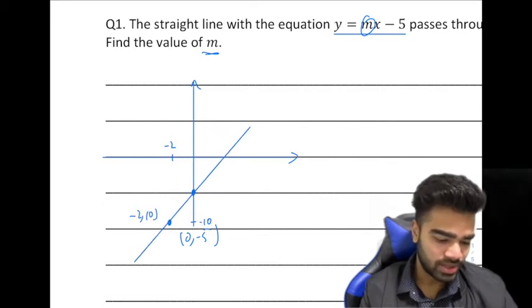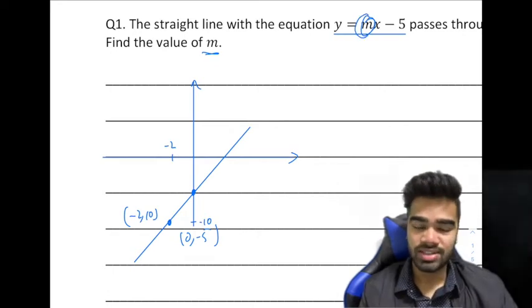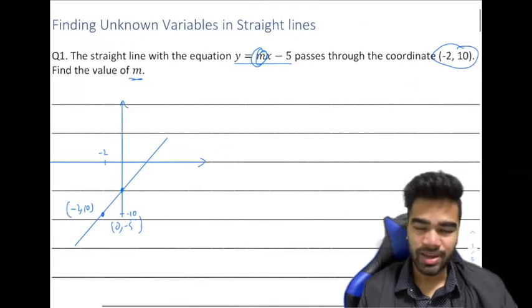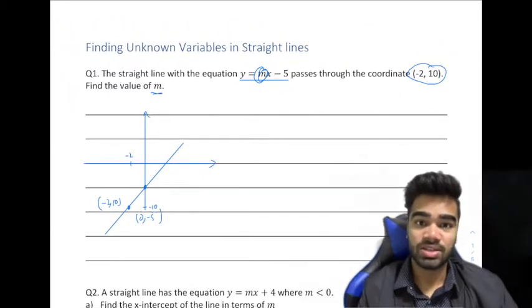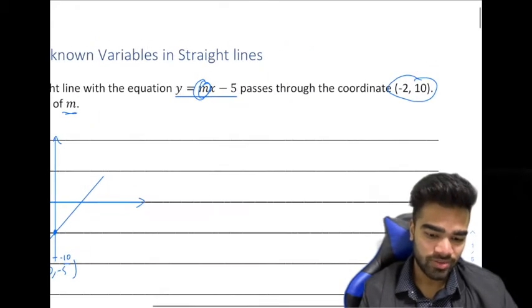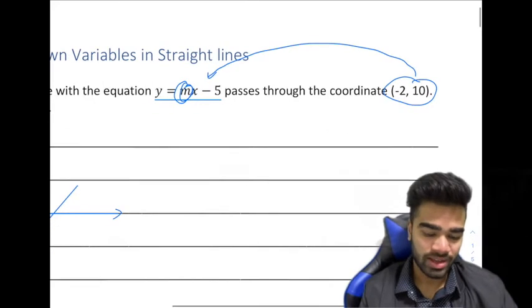Okay, so now we have to find the value of m so that this graph has a gradient for which it will go through negative 2, 10. I'm making it seem really complicated, but it's not. I just want you to visualize what's going on. So for negative 2, 10, all we have to do to find the value of m is simply sub negative 2 and 10 into the formula, okay, to find the value of m.